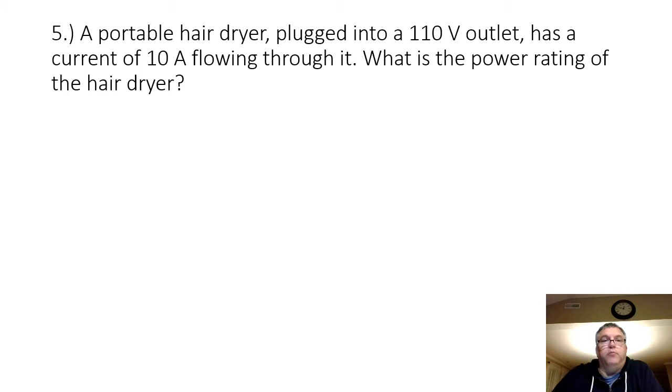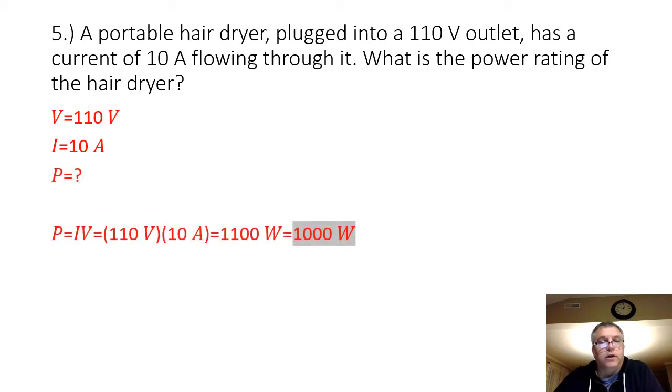Number 5, a portable hair dryer plugged into a 110 volt outlet has a current of 10 amps flowing through it. What is the power rating of the hair dryer? Another pretty straightforward problem here. I'm given the voltage at 110 volts, the current at 10 amps, and I am looking for the power. So power equals current times voltage, P equals IV, 110 volts times 10 amps is going to give me 1100 watts, and I need to round that to one significant figure. So my final answer is going to be 1000 watts.